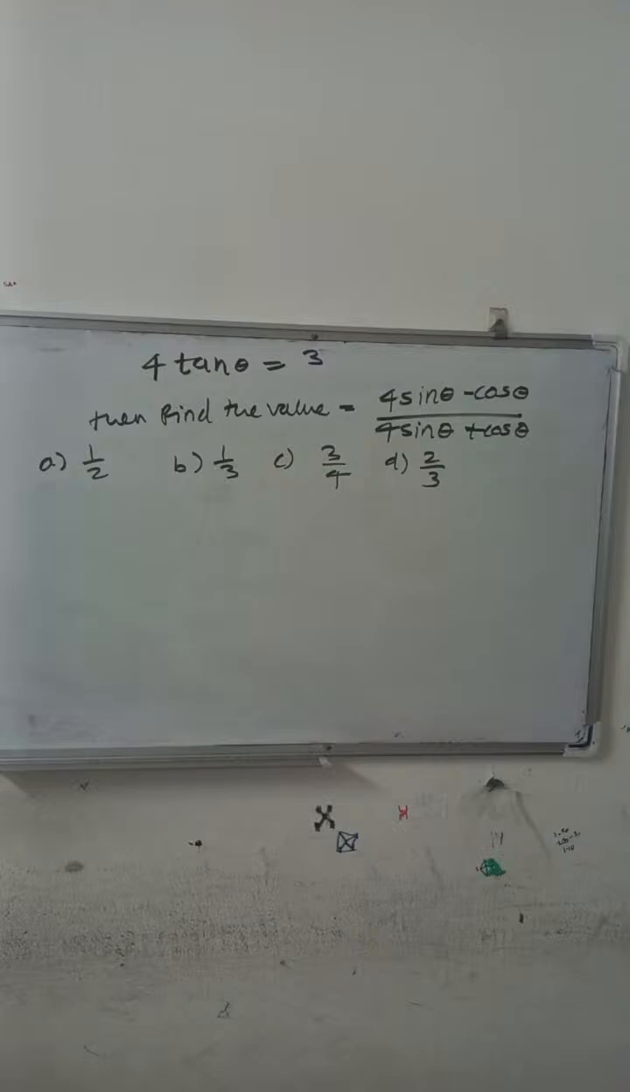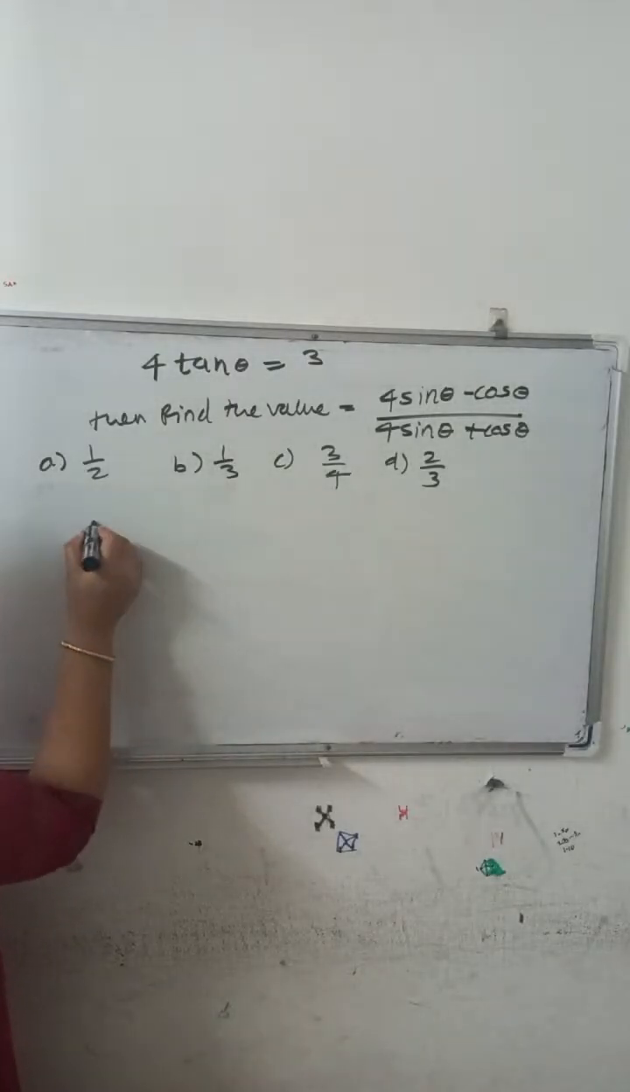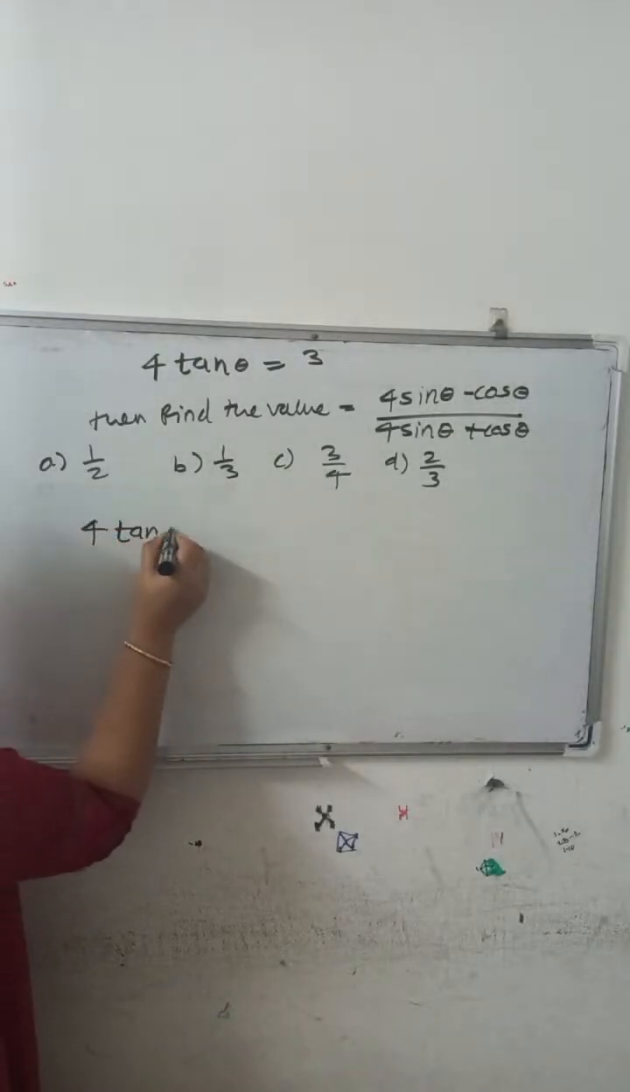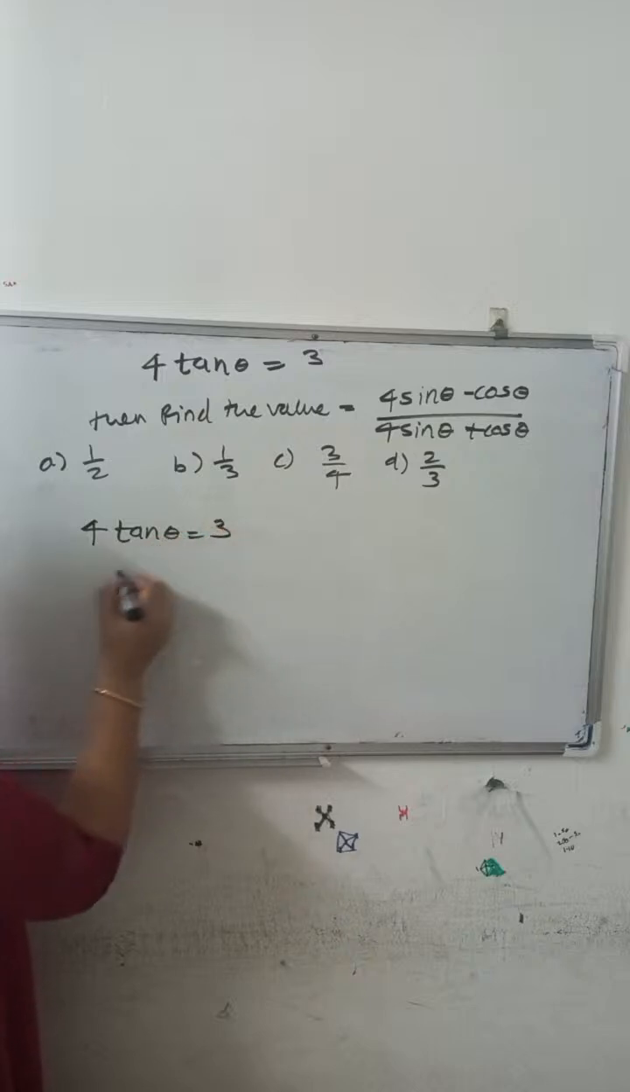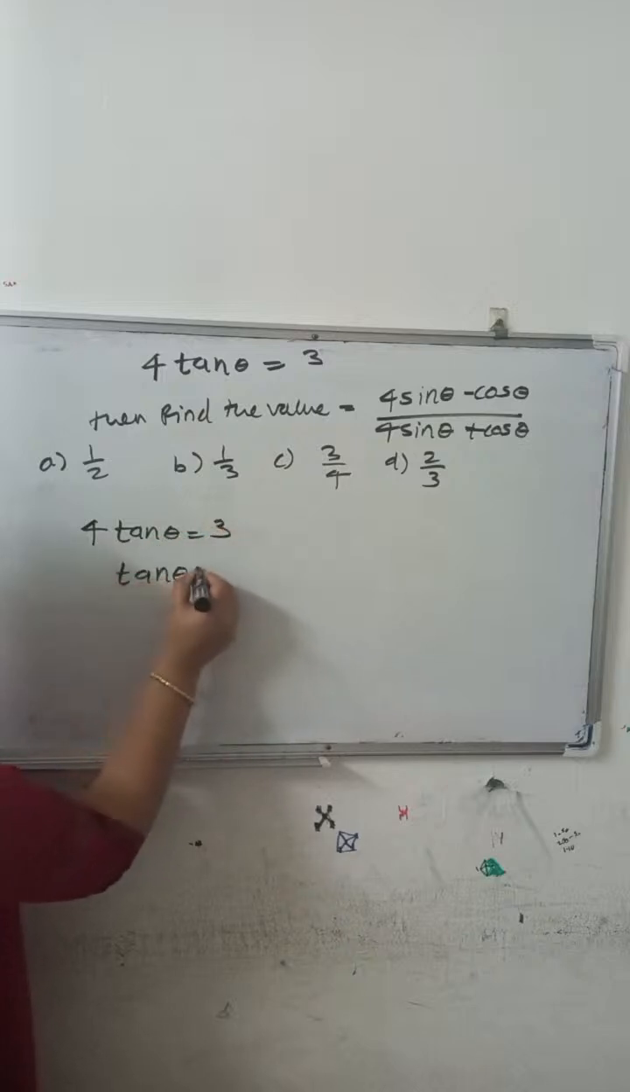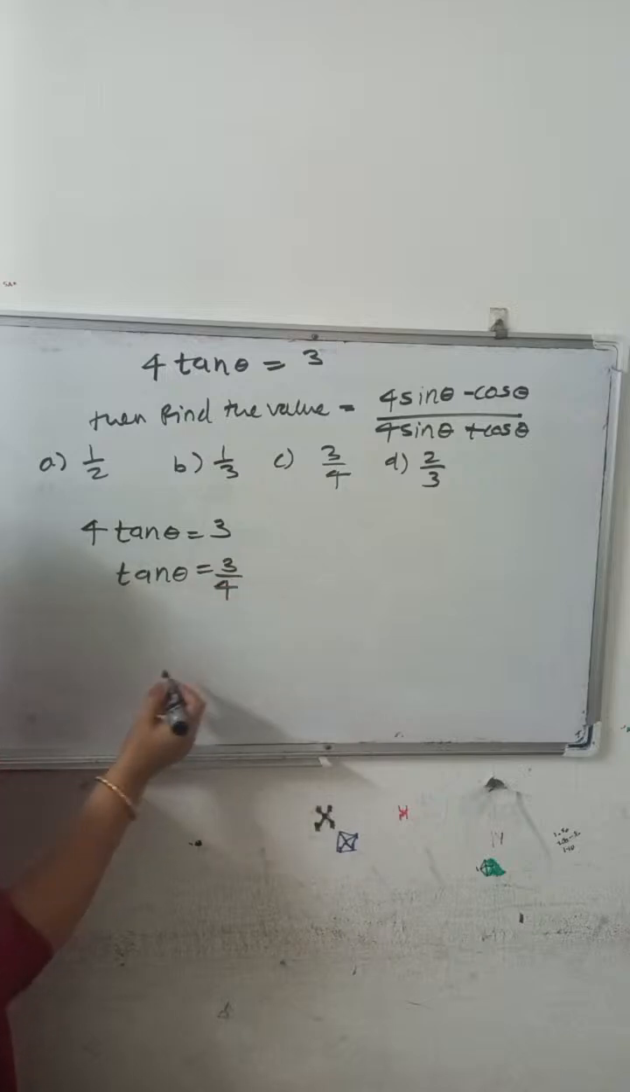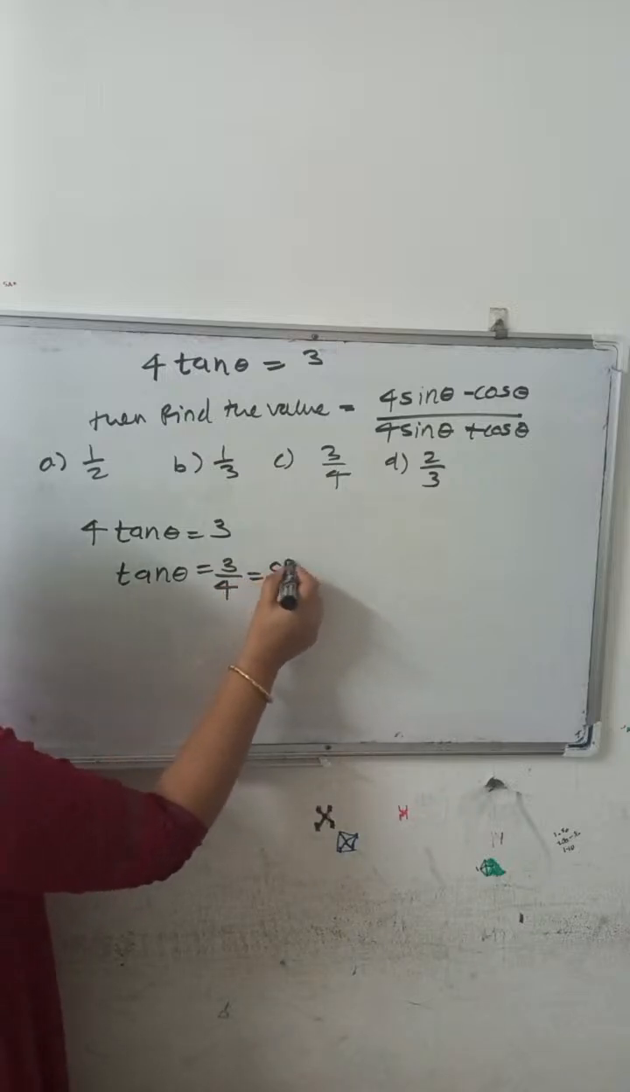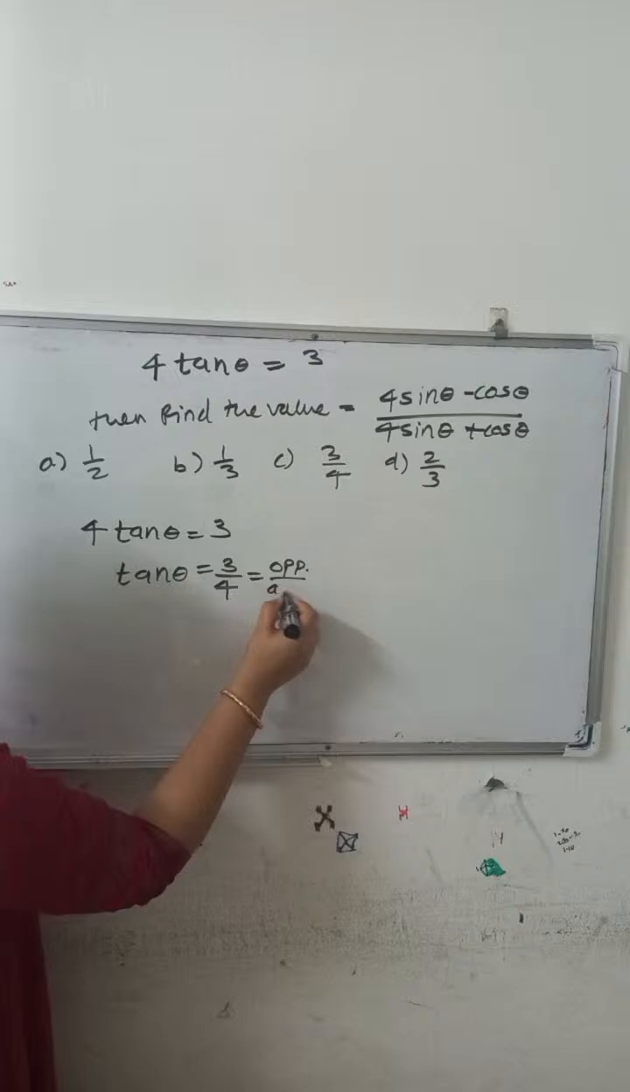Okay, here the same question maybe they will ask for 2 and 3 marks. So be careful whenever this kind of question will come. Always write down whatever the given quantities are. Here 4 tan theta is equal to 3. That means tan theta is equal to how much? 3 by 4. And tan theta is nothing but opposite by adjacent.